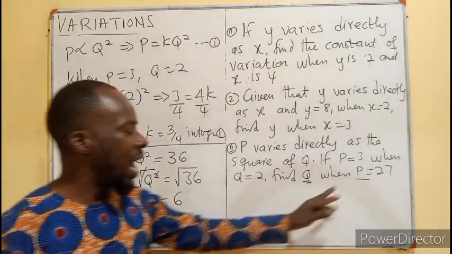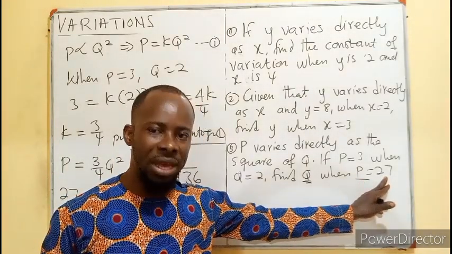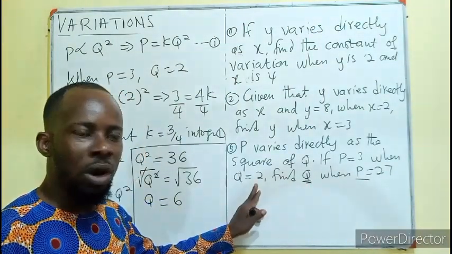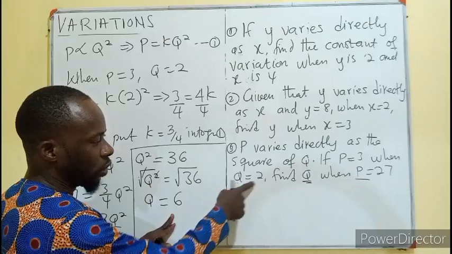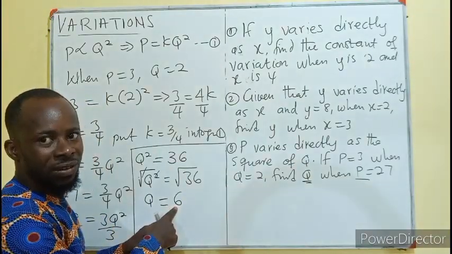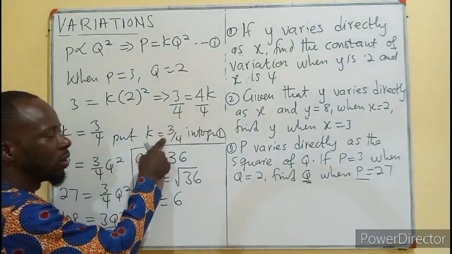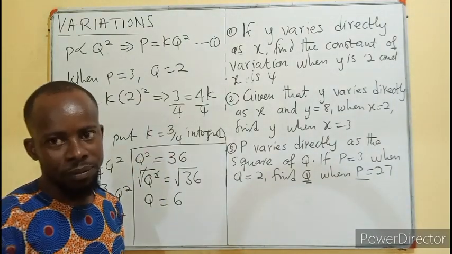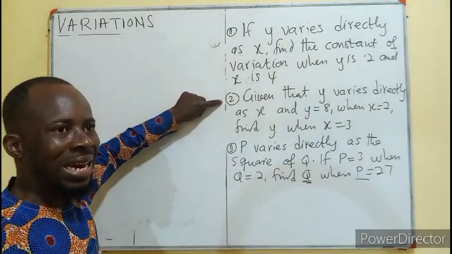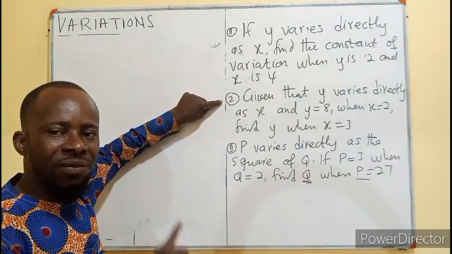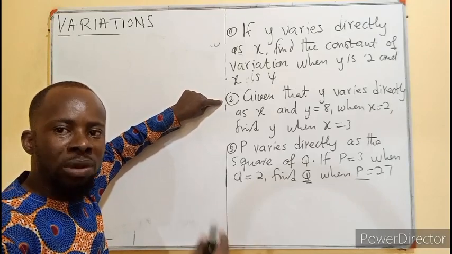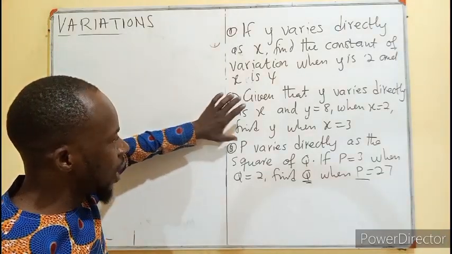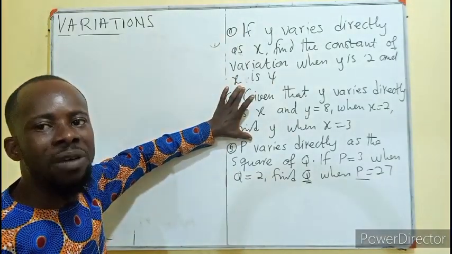So it means that as we are increasing the P to 27, the value of Q will also increase. You can see it was 2, now increased to 6 because of the constant of variation, which is 3 out of 4. You can see in this, under the definition we have, we said the direct variation or direct proportionality or direct proportion. You see that here we have not been asked to find the constant of variation.